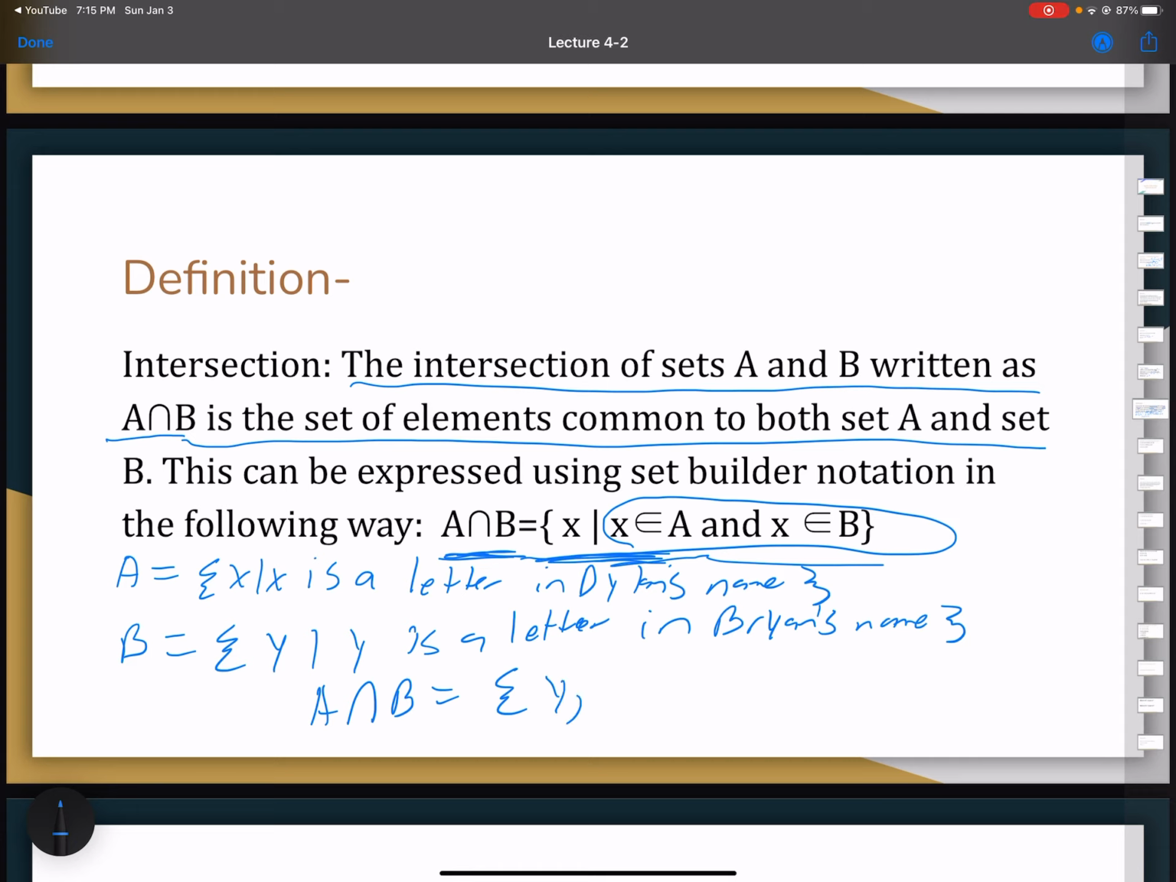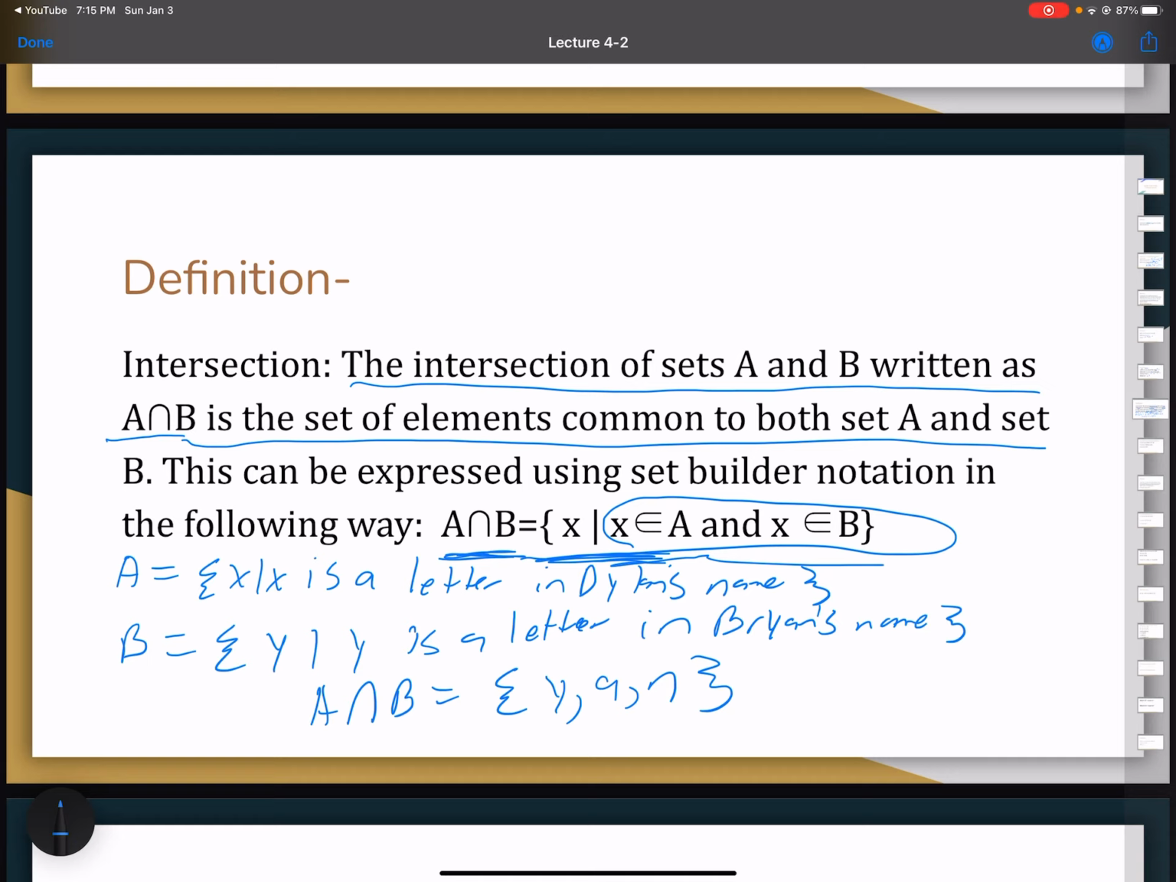I also see that they have the A and N. And they don't have a D in common, they don't have an L in common, so that is it. So A intersect B is going to be just the set Y, A, N. That is all the letters that Dylan and Brian have in common, that their names have in common.